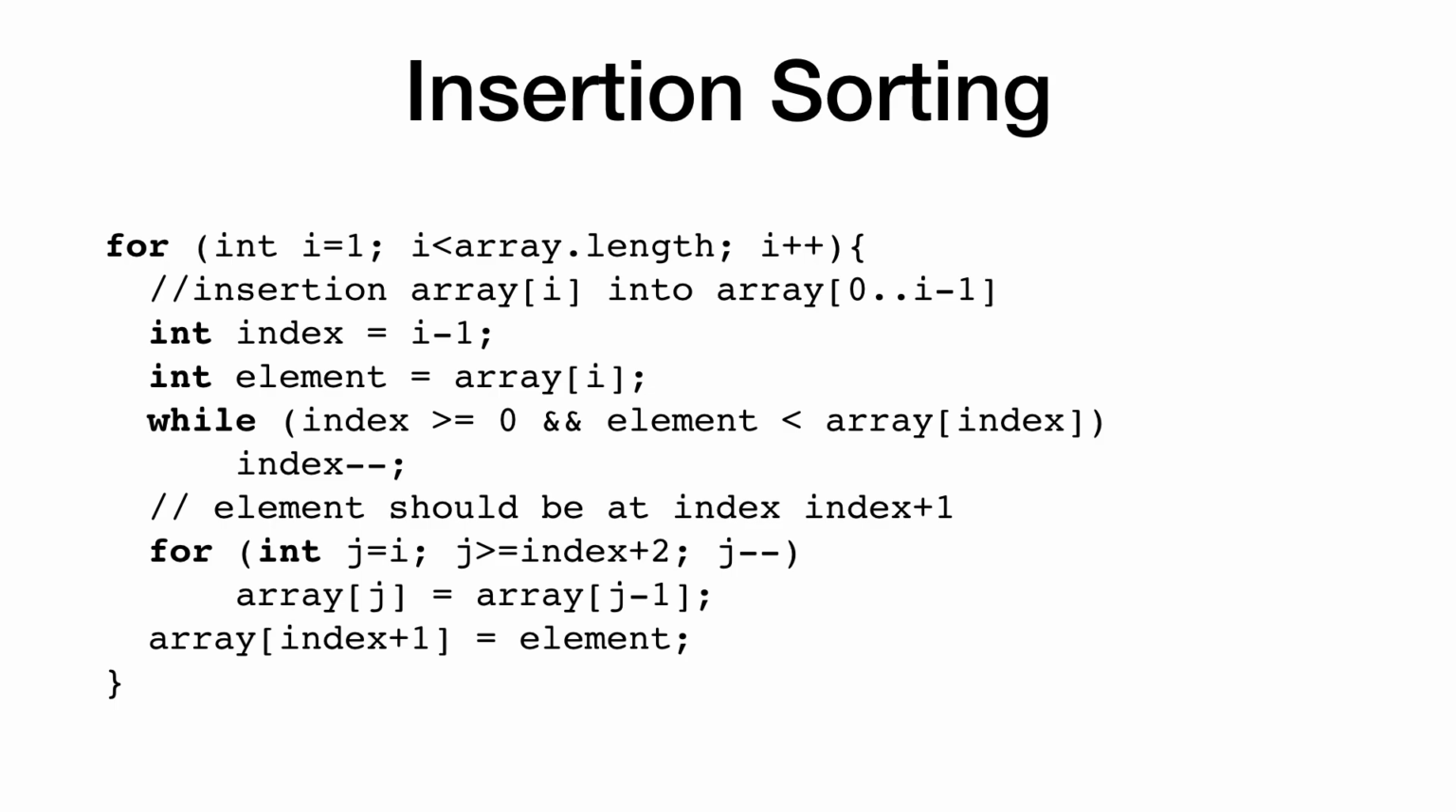So the question is, what's the running time of this? Well, inside this outer for loop, we know the outer for loop runs O of n times. Inside, we have some stuff that runs in constant time, and this while loop, which could run up to i times, so that could be O of i. And then this loop runs as many times as that one, so this is also O of i.